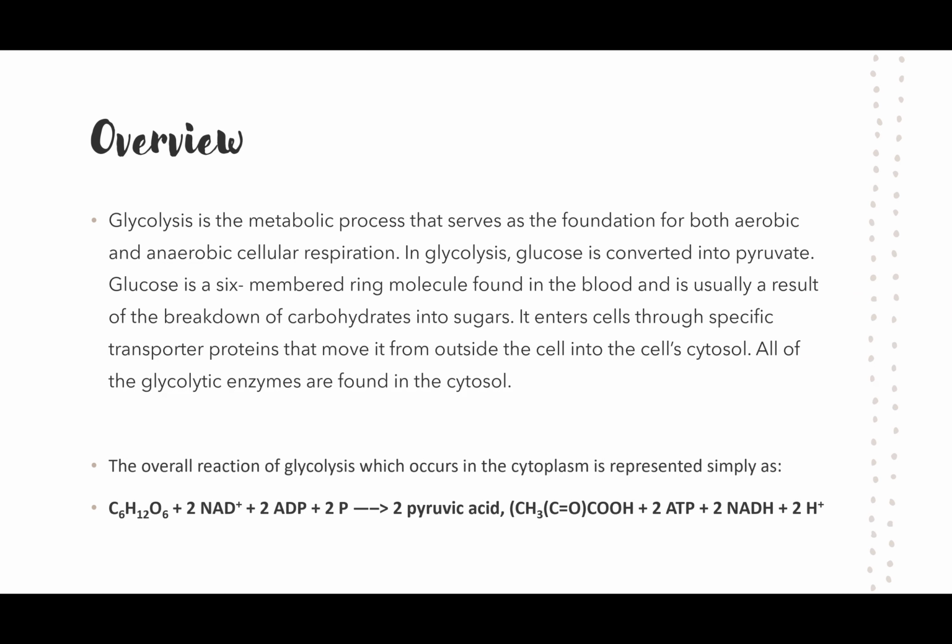We know that glycolysis is one of these metabolic processes that occurs in both aerobic and anaerobic respiration. So we're looking at the conversion of glucose to pyruvate. Glucose is a six-membered ring molecule found within the blood, and it usually results from the breakdown of carbohydrates into sugars.